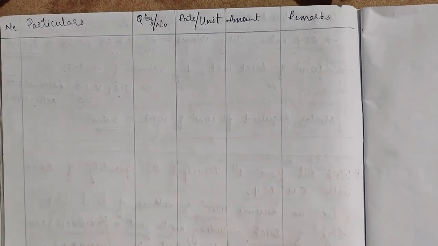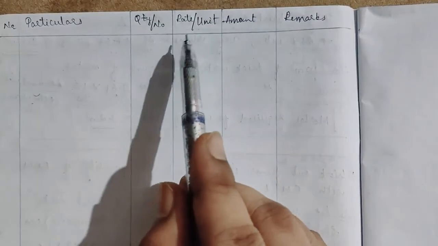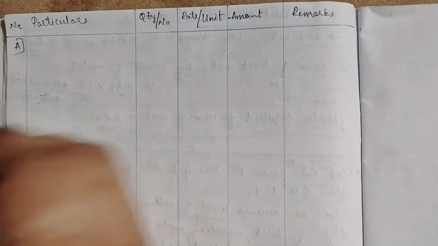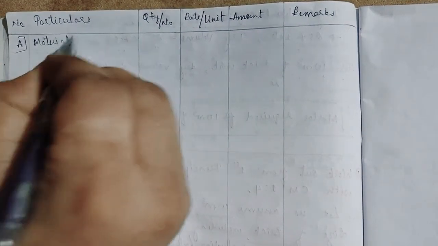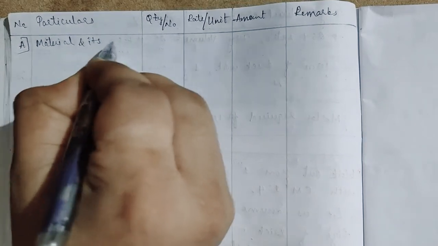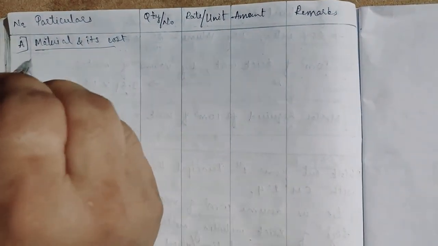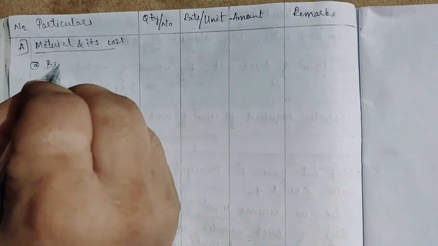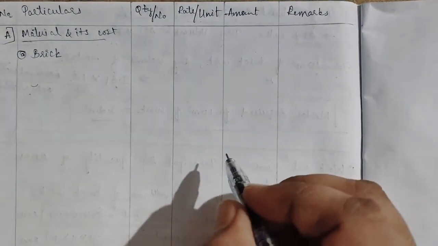So I draw the tabular column: numbers, particulars, quantity bar number, rate per unit, amount, and remarks. Now what is our first step? That is material and its cost. It is our first step. So what is the material? First one, for the burnt brick masonry work, brick is the material which we calculate first.